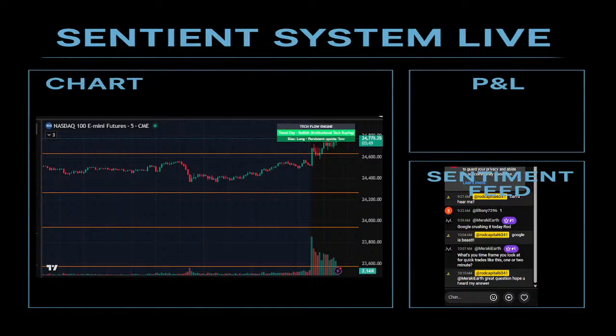All right, so we're getting that push here. What I want to see is a pullback now. I don't want to chase it. I want to see a nice pullback, slight pullback. We could keep going definitely, but I don't want to chase it.